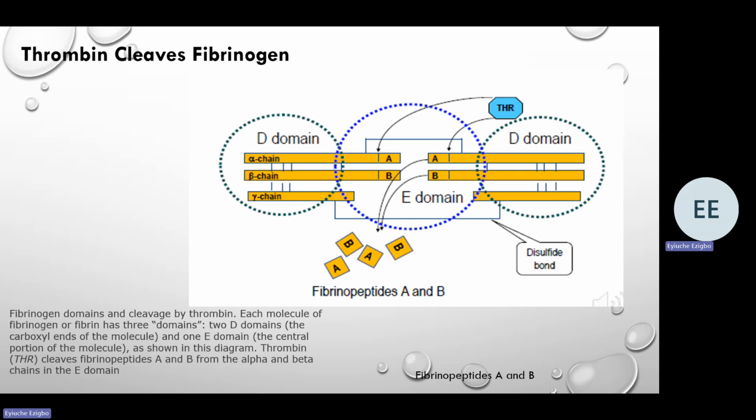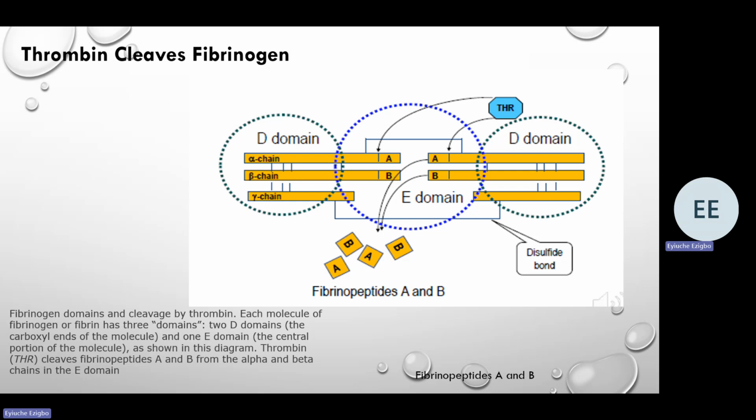Okay, so in the process of converting the fibrinogen into fibrin, we say that the thrombin cleaves the fibrinogen. This slide is a diagram showing us the domains of the fibrinogen molecule and the sites of cleavage of the fibrinogen molecule by the thrombin. The fibrinogen is like a mirror image diagram. Each half of it consists of the alpha, as you can see in the diagram, the beta and the gamma chains joined by disulfide bonds.